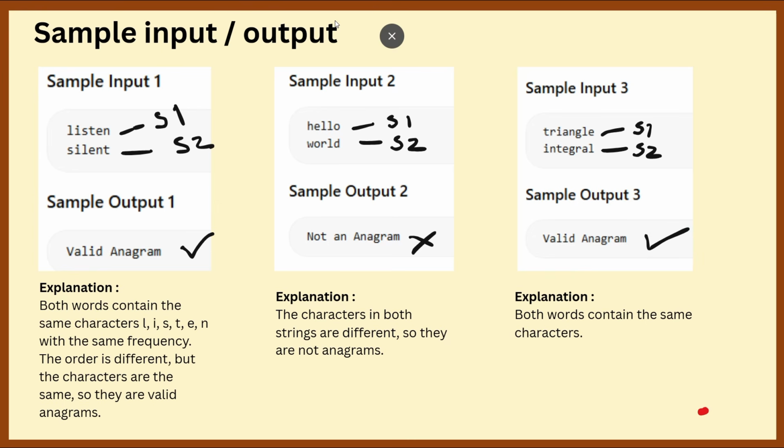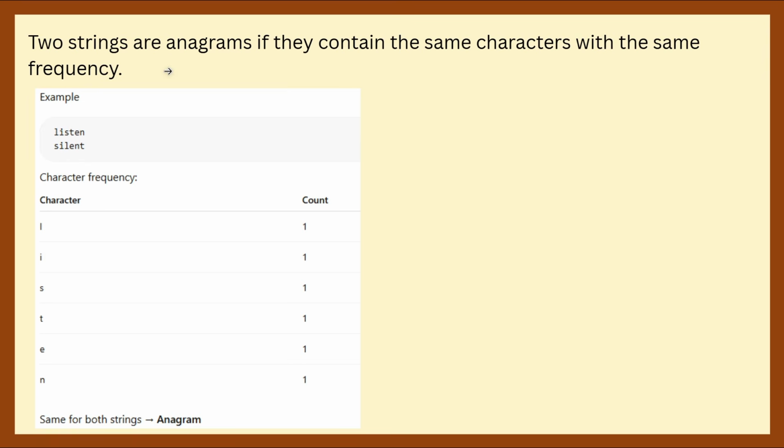Now let's see how to solve this question. As you all know, two strings are anagrams if they contain the same characters with the same frequency. In this example, listen and silent, in both the words the characters are the same and have the same frequency, that is, L has one, I has one, S has one, T also one, E one and N one. So both words contain the same letters with the same frequency.